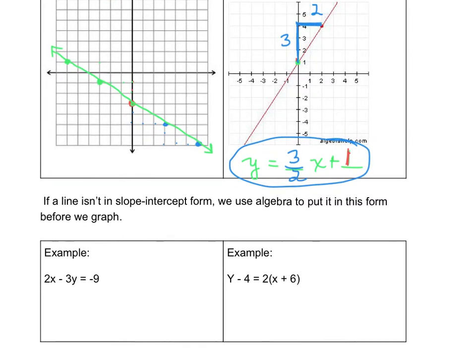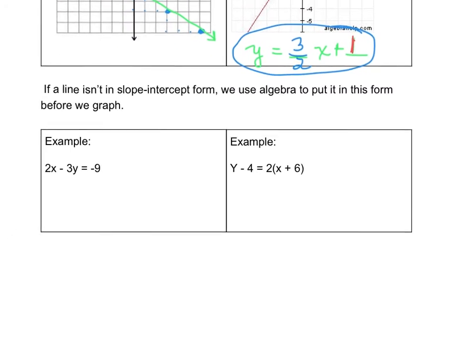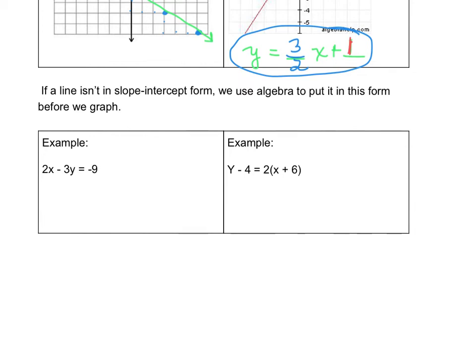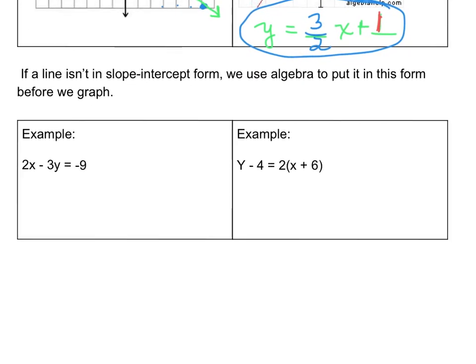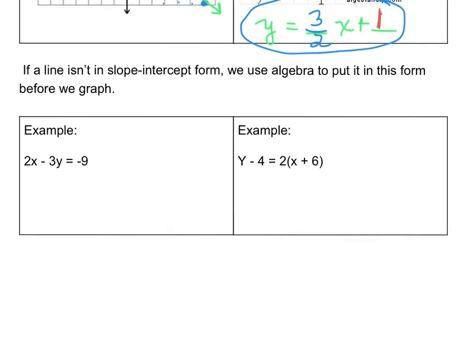Slopes and y-intercepts. Just a reminder, if a line isn't in slope-intercept form, we can use a little bit of algebra to put it in that form. Here's this equation, 2x minus 3y equals negative 9. Not sure what that looks like. I don't know what the slope is. I don't know what the y-intercept is. Let me do a little bit of algebra. And again, the idea, let's isolate the y. So I'm going to subtract 2x from both sides.